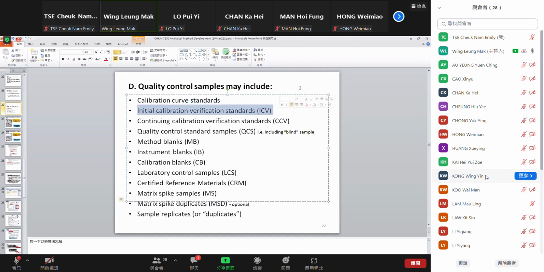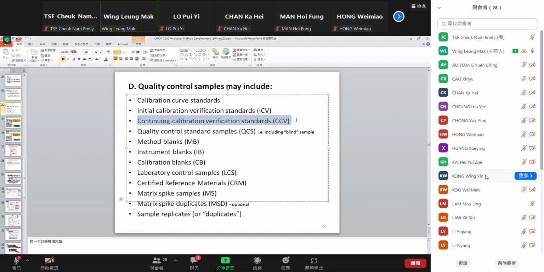Some terms you need to remember. ICV, initial calibration verification standard. After you prepare the calibration curve, the ICV is the middle concentration of the calibration curve. Normally, it is prepared from another brand of the chemical source. Okay.